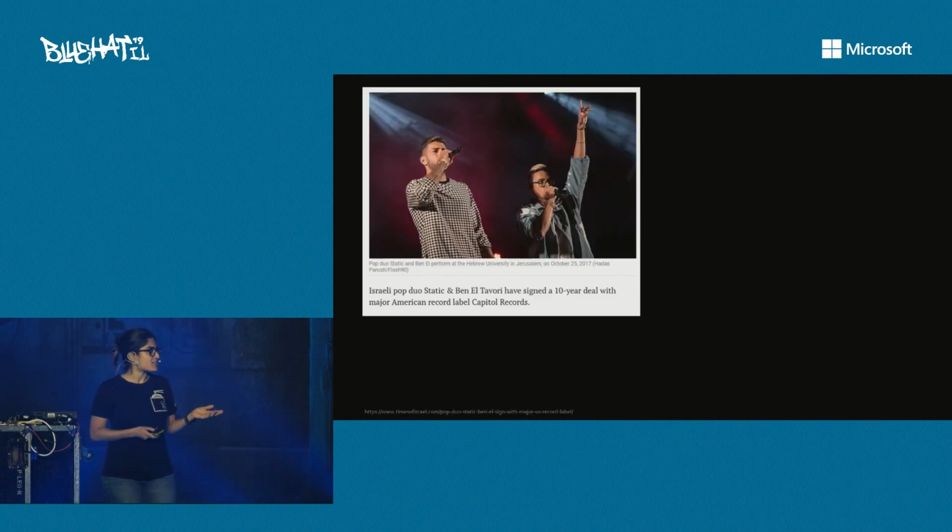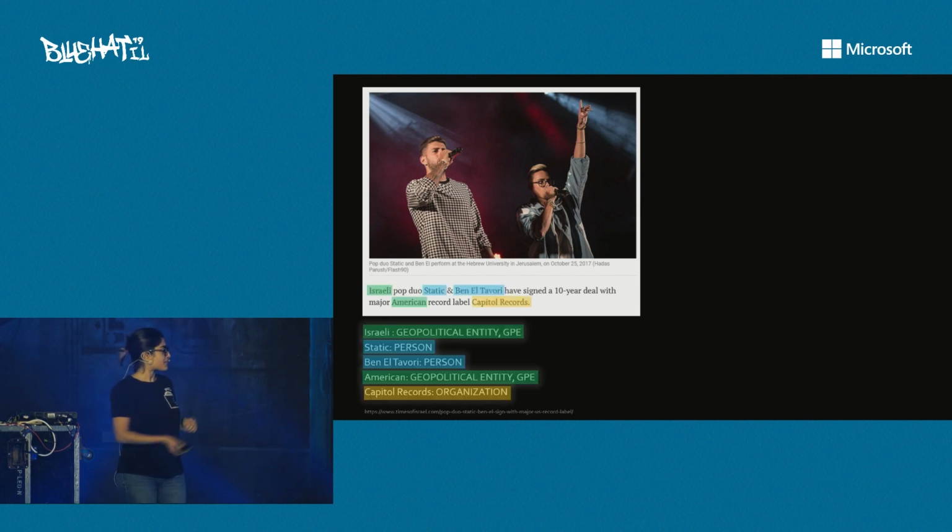All right, what's named entity extraction? This is an article that appeared in the Times of Israel a while back. If I pop the text from this article into any off-the-shelf text analytics toolkit, like the ones provided by Azure or Google, I can very easily extract the entities that this text is talking about. For example, this is what the output would look like. Israel and America are geopolitical entities. Static and Benel Tavori are people.